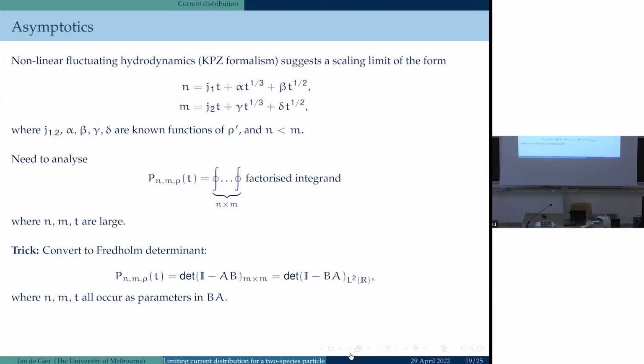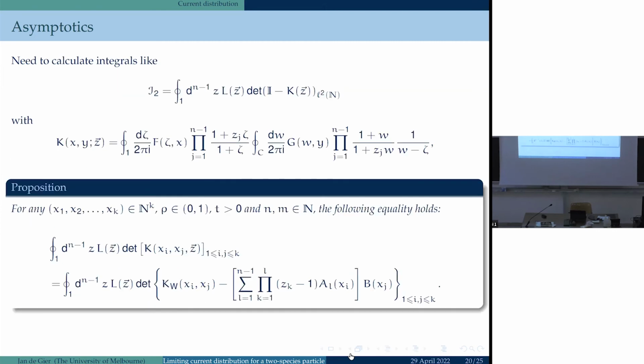So that doesn't look like progress, but the important bit here is that these numbers m and m appear as parameters now inside B times A. And so they just become parameters, and so you can actually think of taking this scaling limit once they're inside this Fredholm determinant. Whereas if they are dimensions of your matrix, then it's much harder to do this. So then you don't actually know what to do. So that's the trick. And then, of course, there's still a lot of work involved.